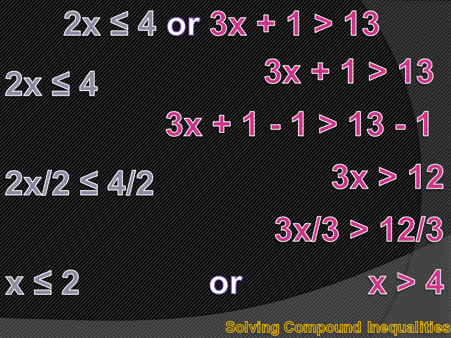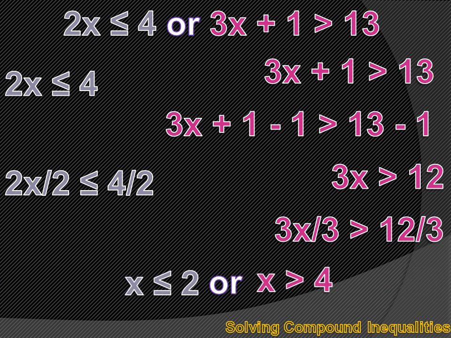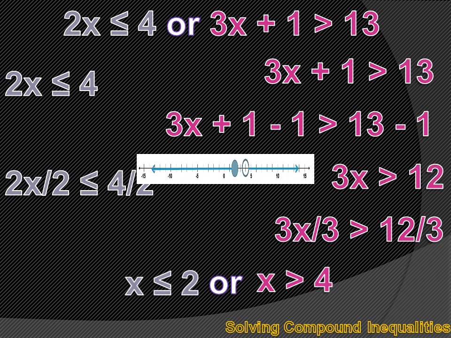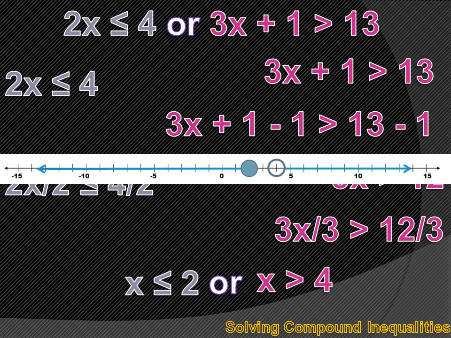So my combined inequality is x is less than or equal to 2, or x is greater than 4. And if I were to graph that, I'd just graph each of those inequalities separately. X is greater than 4, and x is less than or equal to 2.